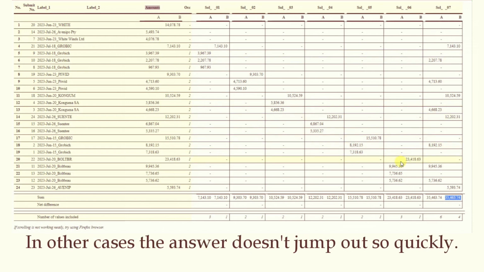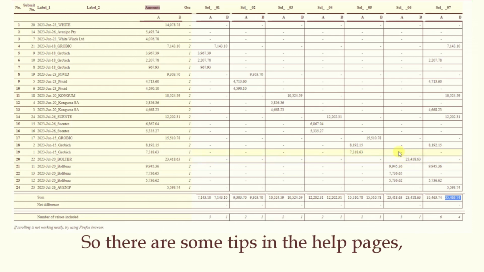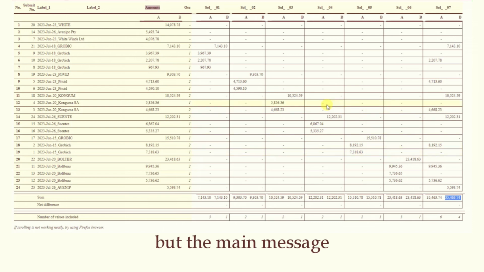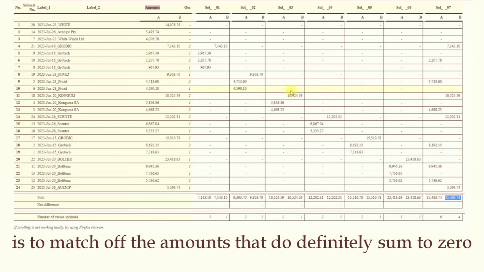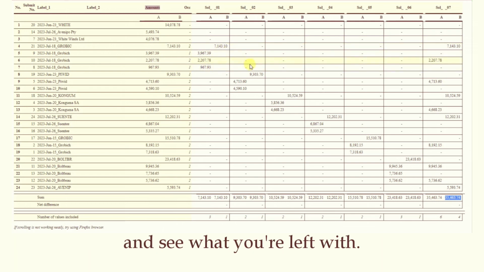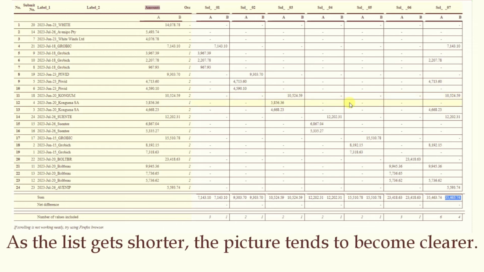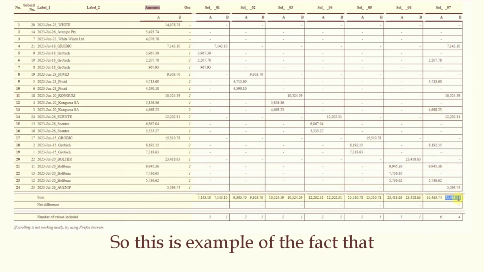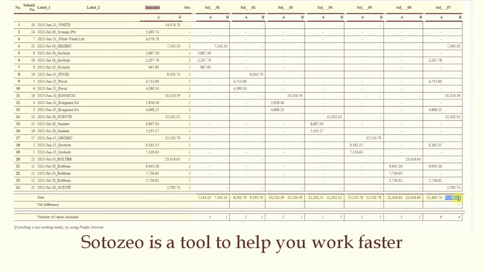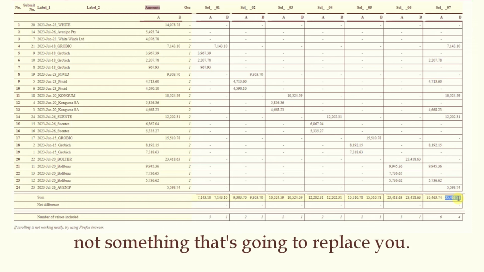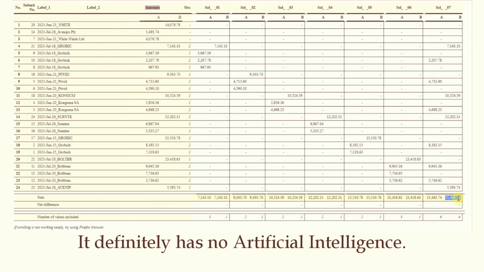In other cases, the answer doesn't jump out so quickly. So there are some tips in the help pages, but the main message is to match off the amounts that do definitely sum to 0 and see what you're left with. As your list gets shorter, the picture tends to become clearer. So this is an example of the fact that Sotosio is a tool to help you work faster, not something that's going to replace you. It definitely has no artificial intelligence.